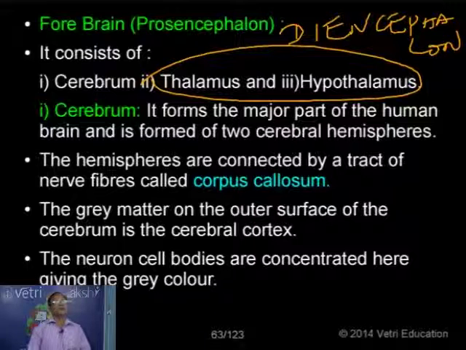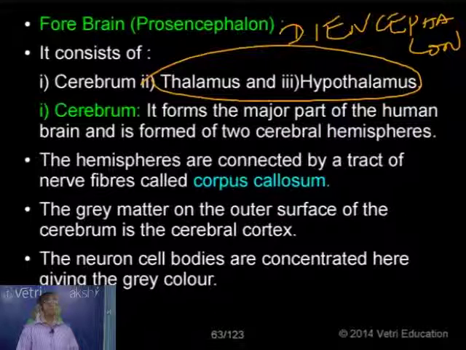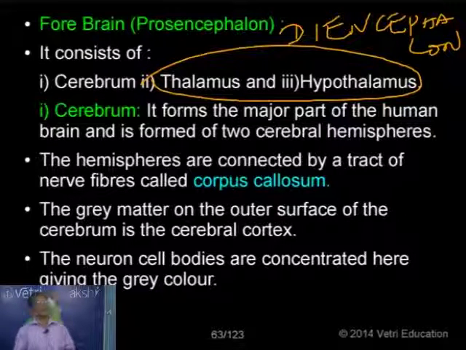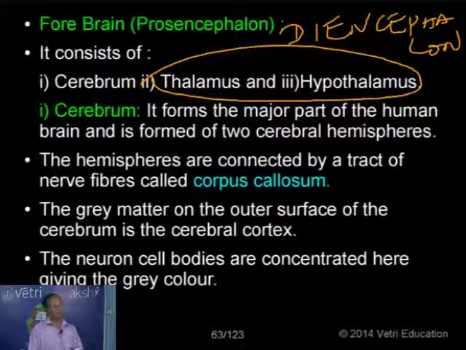So out of the total brain, the cerebrum forms a major part. About two-thirds of the brain is formed of cerebrum. The volume of the brain is about 1500 cubic centimeter, and the weight of the brain is about 1500 grams, or 1.5 kilograms, more or less equal to the weight of the liver.